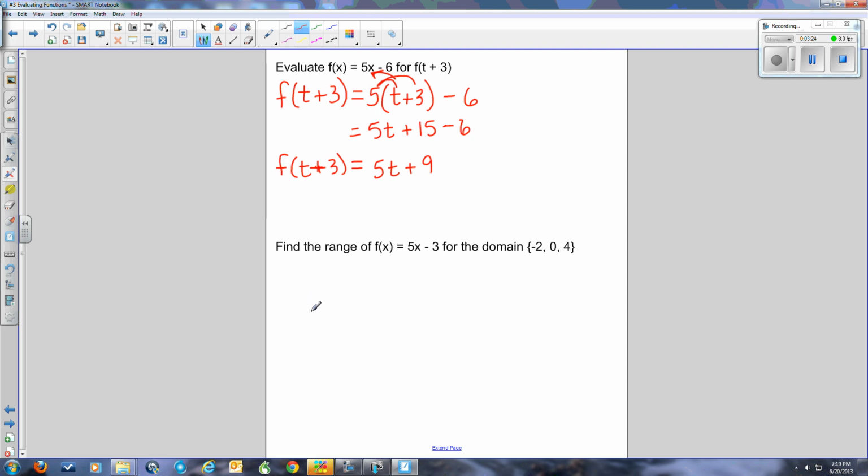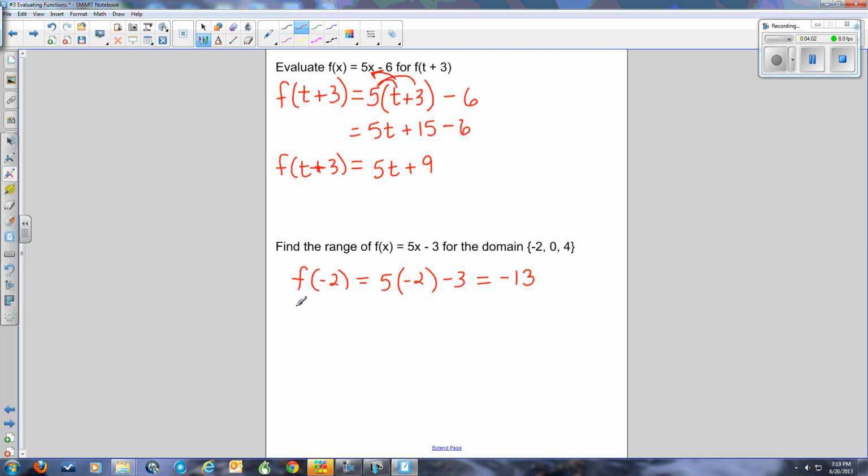Now it says here, find the range of f of x equals 5x minus 3 for the domain of negative 2, 0, and 4. What that basically means is we're going to plug in negative 2, 0, and 4 into this function, and then find out what our output is. So if I plug negative 2 in, I'm going to have 5 times negative 2 minus 3. Well, 5 times negative 2 is negative 10. Negative 10 minus 3 is negative 13.